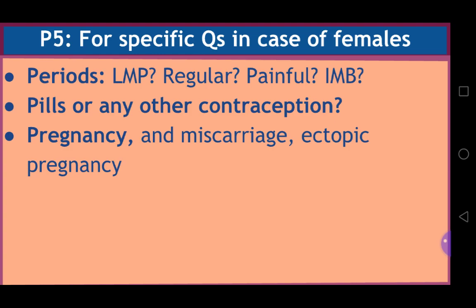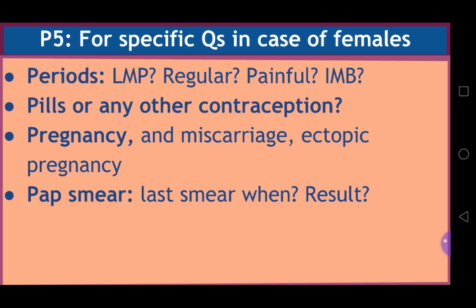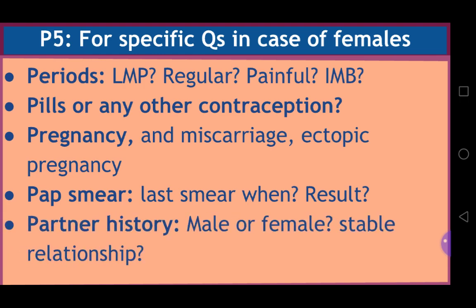Ask about pregnancy, previous pregnancies, any miscarriages, and any ectopic pregnancy. Ask about pap smear, especially when was the last pap smear done and what was the result, and partner history, sexual orientation, whether partner is male or female, and about the nature of the relationship, stable relationship or not.